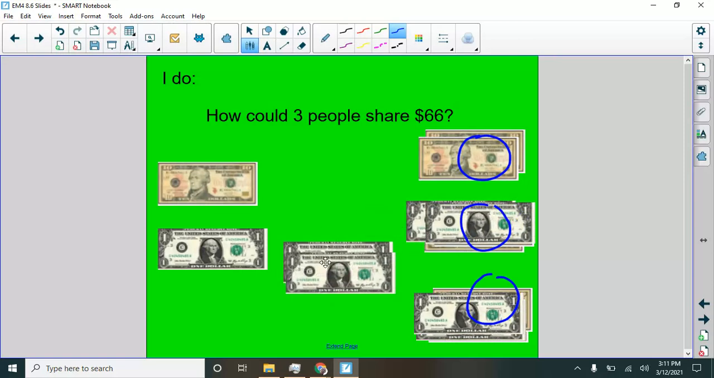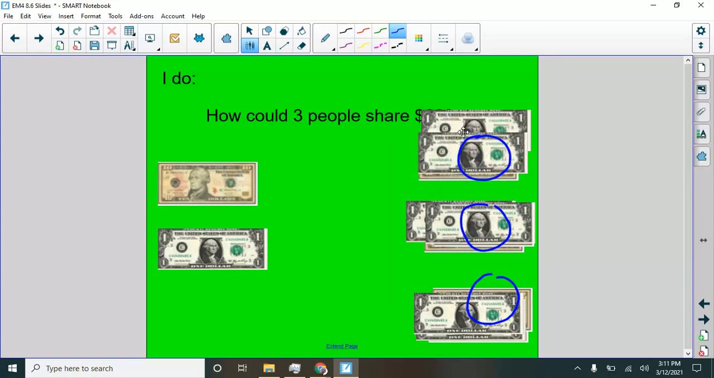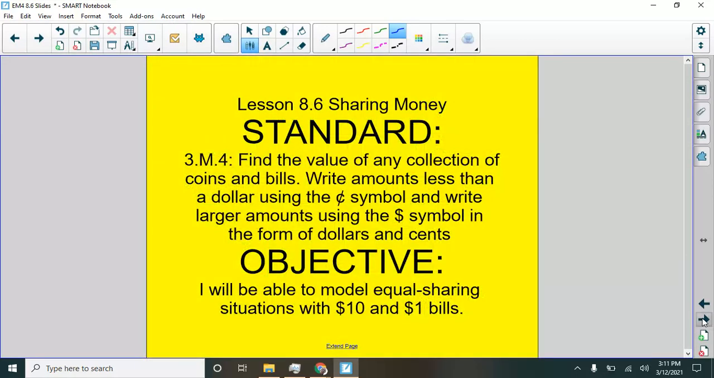I should have let you tell me that. You have $22. You have $22. Does it look even? It sure does, right? So I didn't have to trade any there. And I did have enough money to give 2 10s to each person. So you really have to do some thinking as you're working here. All right, there's that objective, modeling equal sharing problems.